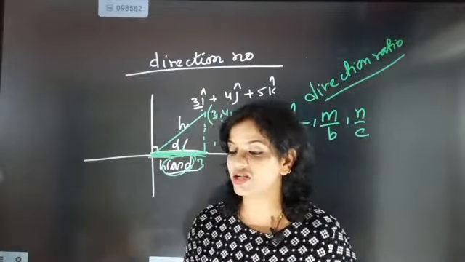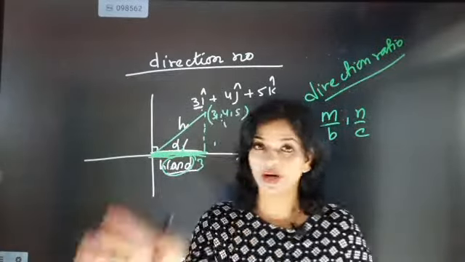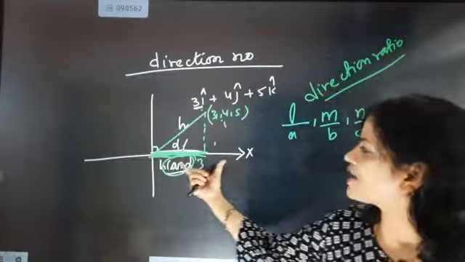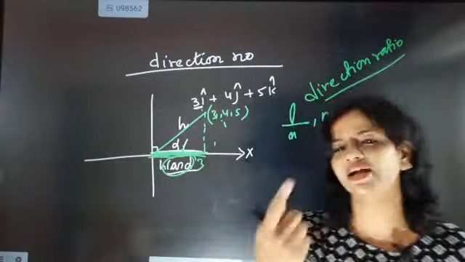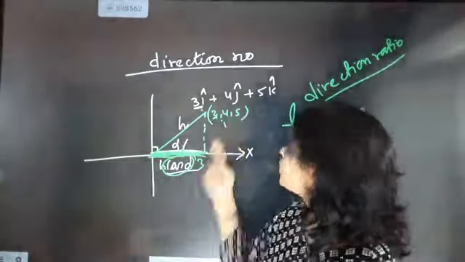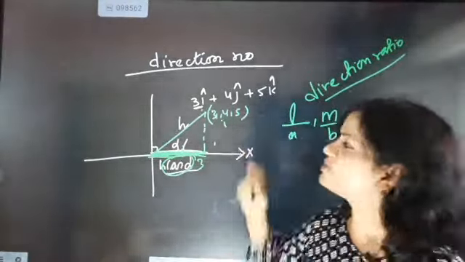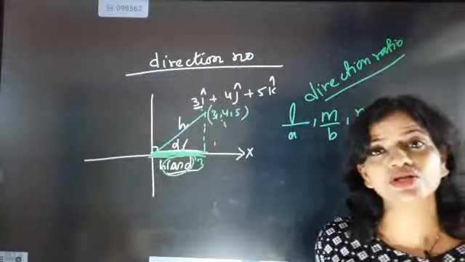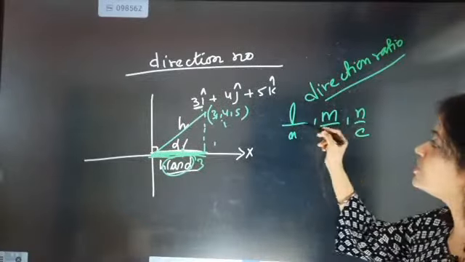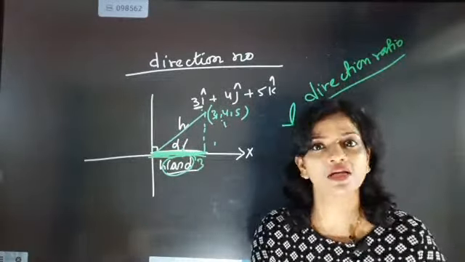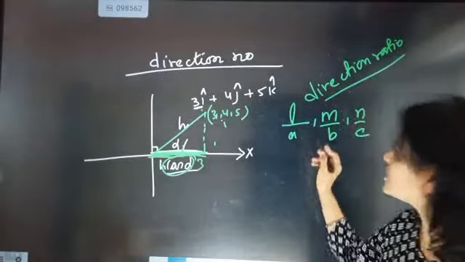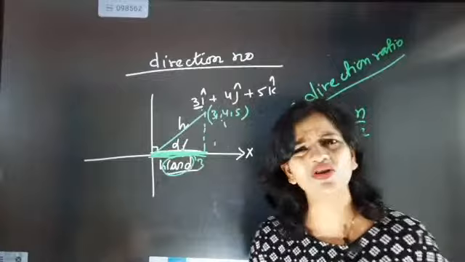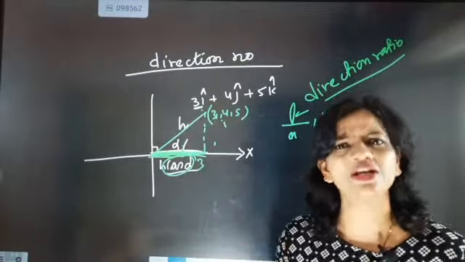Why direction number? Because it helps me understand one thing: along the x-axis my direction number is 3, along the y-axis my direction number is 4, along the z-axis the direction number is 5. And the direction ratio will be cos alpha by 3, cos beta by 4. L is not representing any other thing, L is representing cos alpha.